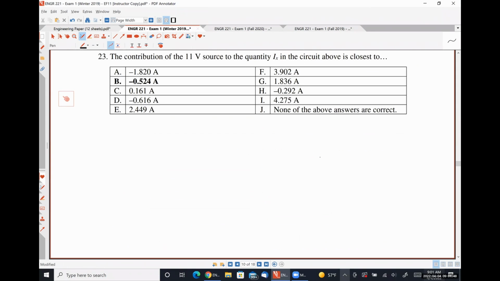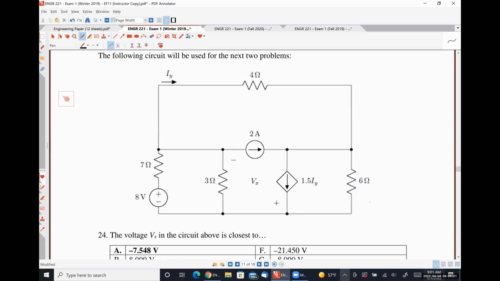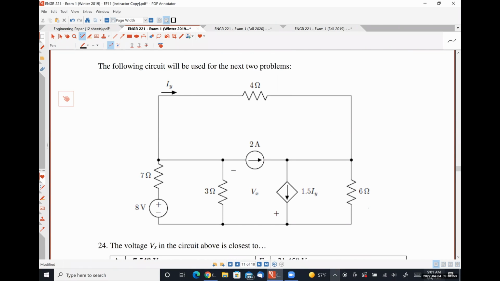Number 24. All right, so I'm trying to decide if I should use nodal analysis or mesh analysis. There are obviously 4 meshes here. Regarding nodes, I see 1, 2, 3, 4 nodes, but one of them is going to be ground, so it looks like nodal analysis is going to be the way to go.